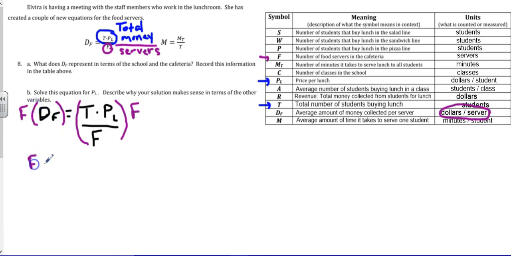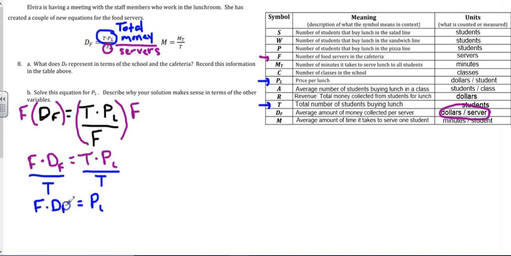This gives me F, I'm going to use a dot for multiplication here, times D sub F equals T times P sub L. All right, my next step in getting P sub L by itself is to divide both sides of the equation by T, doing the division property of equality. So I have F times D sub F divided by T. So when I want the equation for P sub L, I have P sub L equals F times D sub F divided by T. So does this make sense in terms of the other variables?